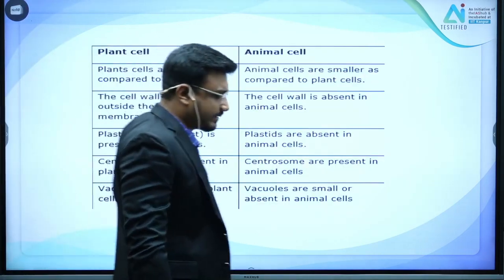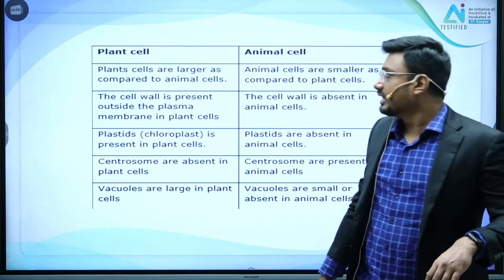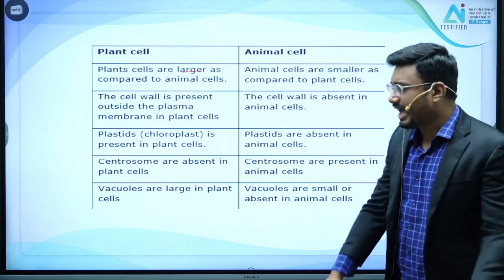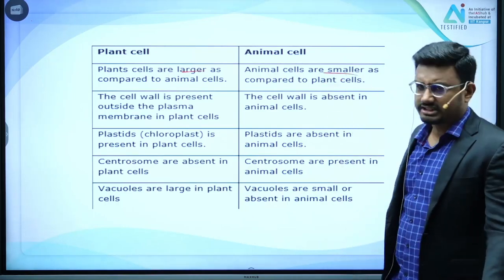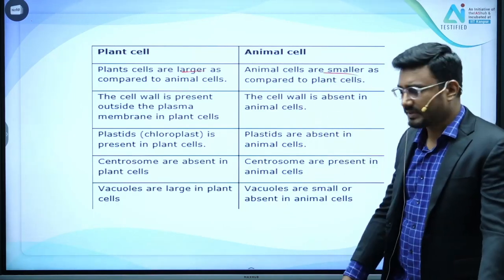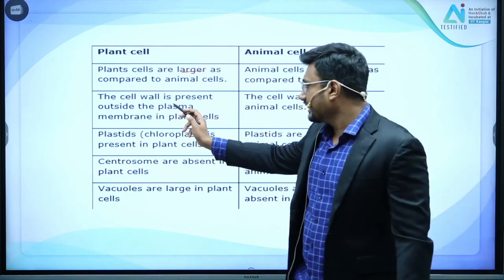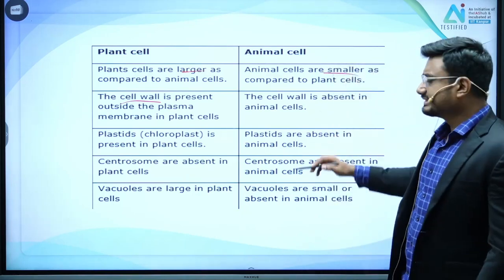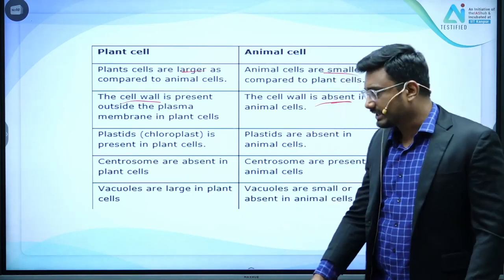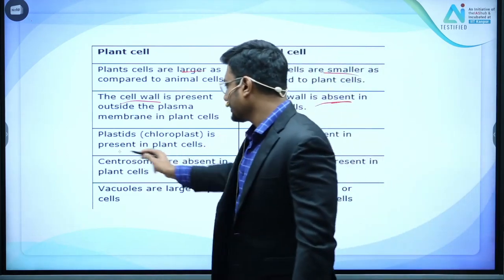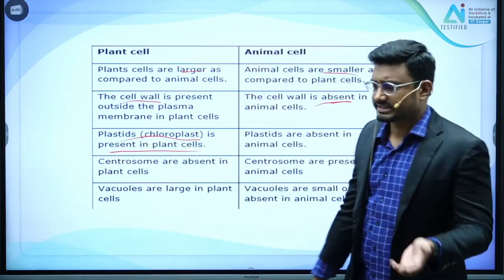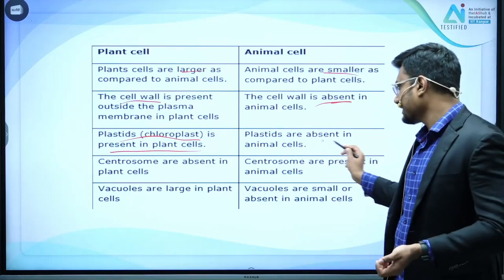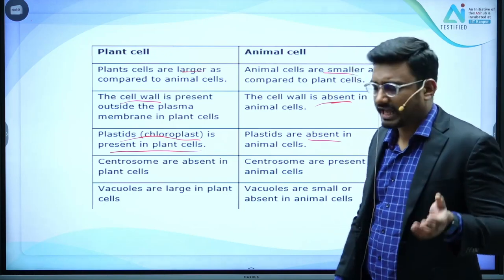This slide is very important. We must know the difference between the plant cell and the animal cell. Plant cells are larger as compared to animal cells, and animal cells are smaller as compared to plant cells. The plant cell wall is present outside the plasma membrane. Plant cells have a cell wall, whereas there is no cell wall in the animal cell. Plastids are present in the plant cells. In the previous slide we learned about plastids, that is the chloroplast. Plastids are absent in animals. Animal cells do not have plastids.